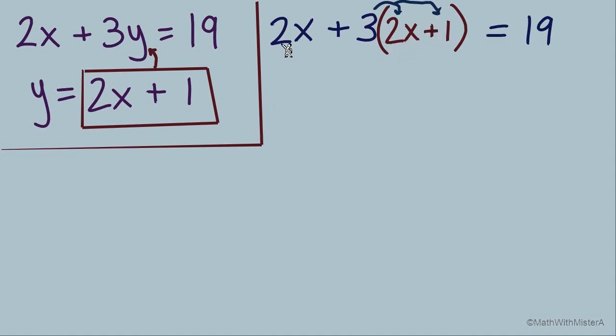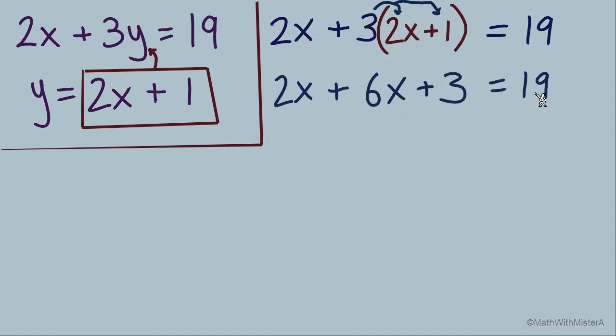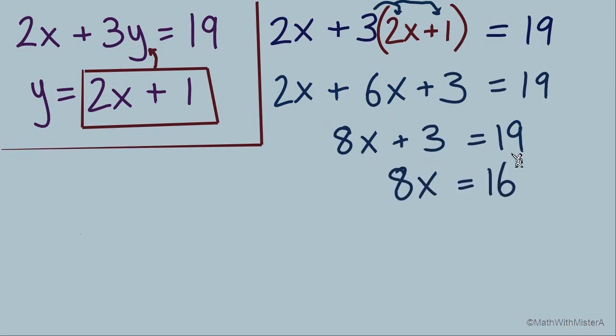So how does our equation look now? I'll bring down the first term 2x. As we distribute, 3 times 2x equals 6x, and 3 times 1 equals 3, equals 19, bringing down the right side. So we're solving this equation as usual. We spot like terms. 2x plus 6x equals 8x. Recopying plus 3 equals 19. Going to get rid of the plus 3 on both sides, which leaves us with 8x equals 16.